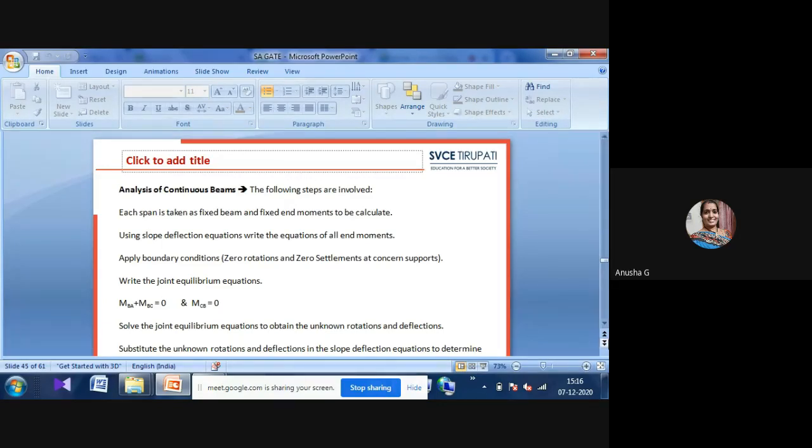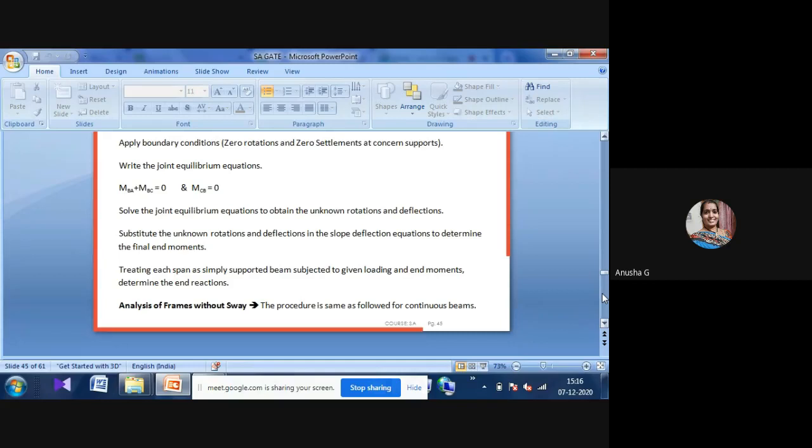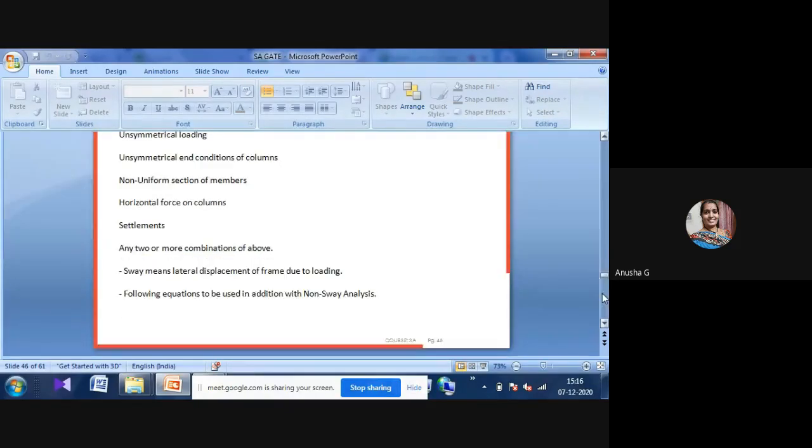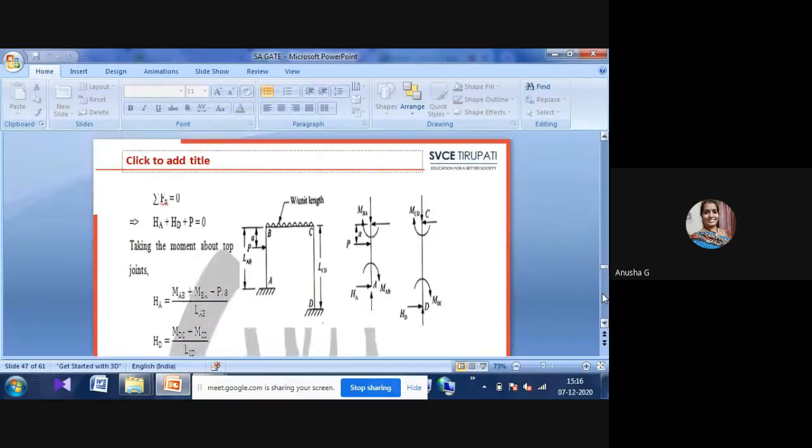Like that we are considering, and then we are solving the equations to find the frames without sway, and then we are calculating here. Frames with sway, there will be different conditions. Unsymmetrical geometry, non-uniform section, like that you can observe here. There will be a number of points.